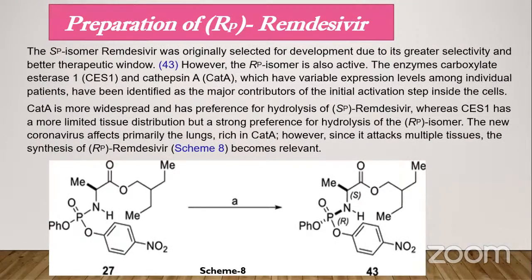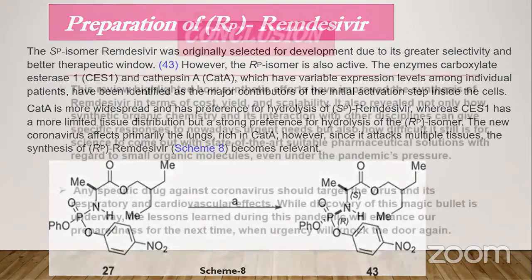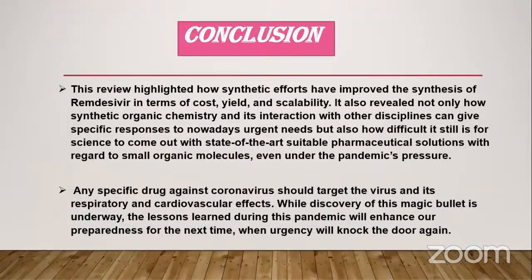Now we are confused with the R isomer and the S isomer. R isomer was originally effective, but S isomer was developed due to its great efficacy and selectivity for therapeutic window. So we finally concluded that it's the R isomer which is more suitable for us in the specific drug against coronavirus, which targets the virus and respiratory cardiovascular effects.